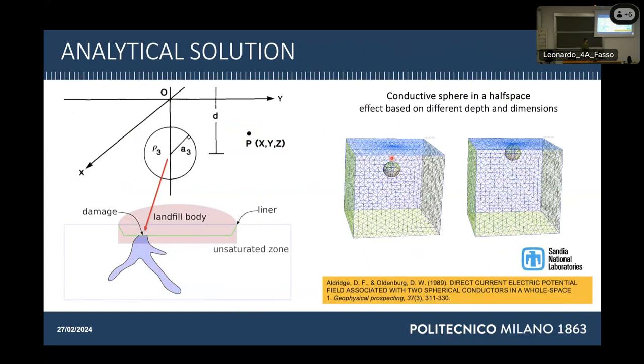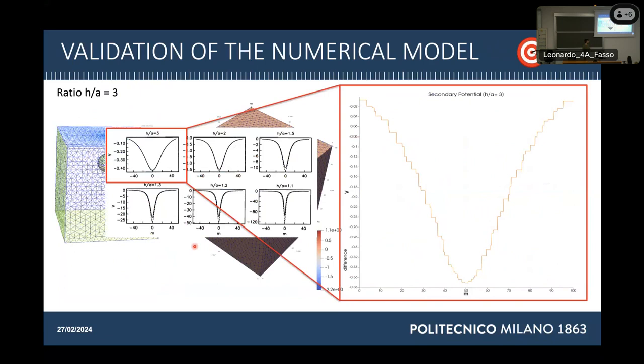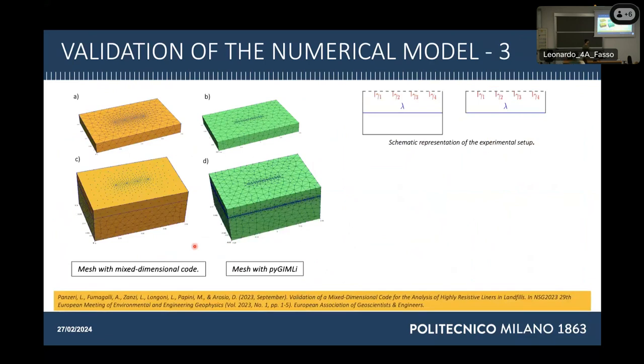I mentioned also the analytical solution. So we also compare the results of our model with this analytical solution that represents a conductive sphere immersed in a medium. And this conductive sphere can be compared to the presence of something that is highly conductive, as, for example, lithium. We compare the results with different distances of the sphere from the surface, and we notice that they match the solution proposed by Aldrich and Oldenburg. This is the second step that we consider for the sphere.